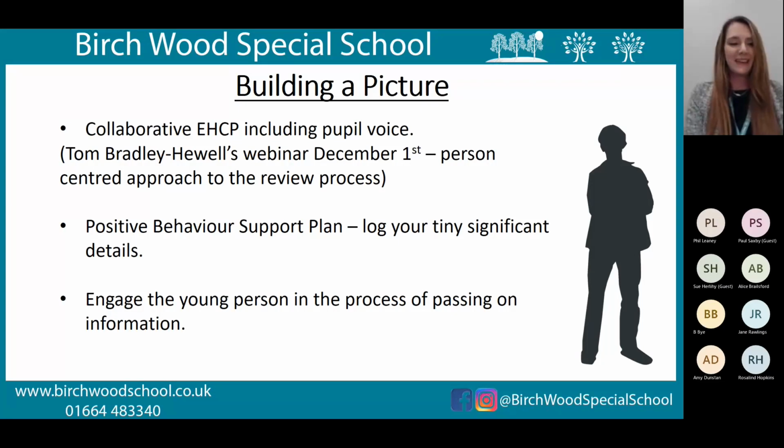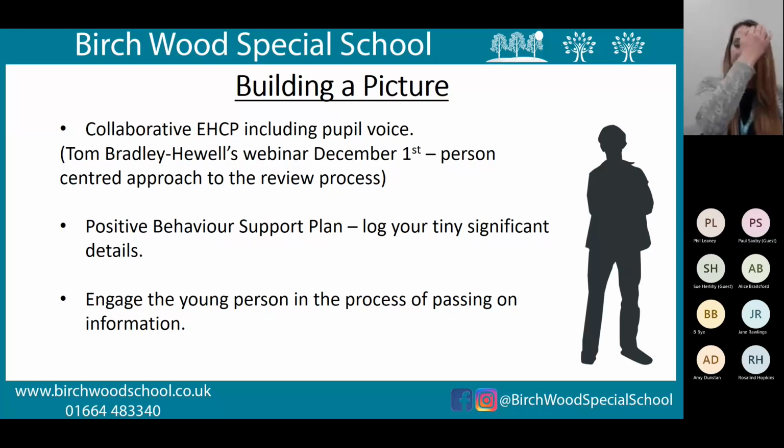Building a picture. A detailed, collaboratively written EHCP that really reflects the young person is an extremely helpful way to build a picture of that person and their needs, their preferences, their difficulties and their motivations. An EHCP that truly reflects a young person can be invaluable. My colleague Tom is going to be discussing the annual review process and how to build a person-centred EHCP on December the 1st, if that's something that you would like more information on.